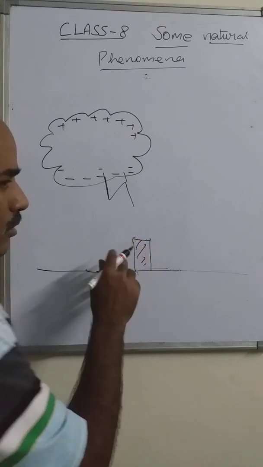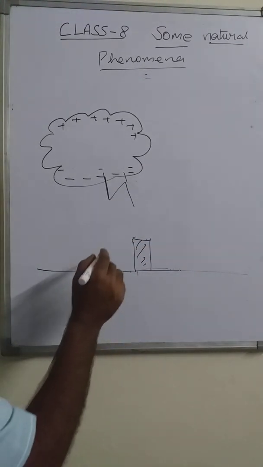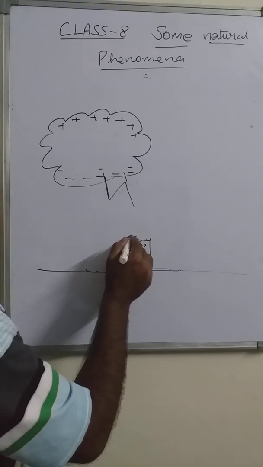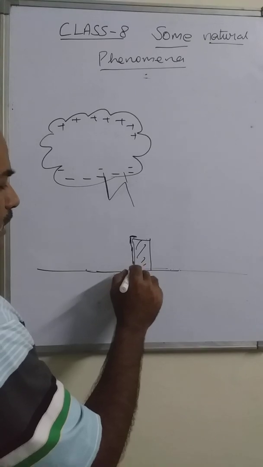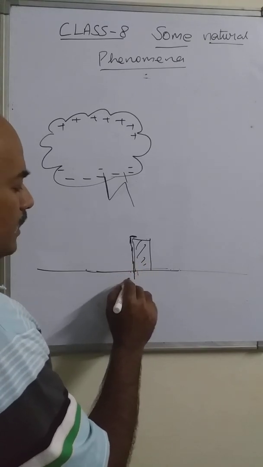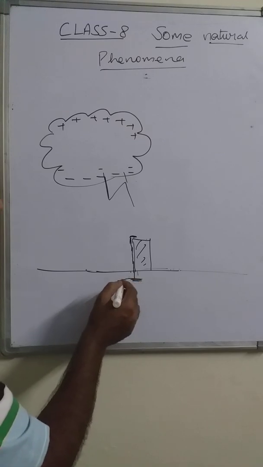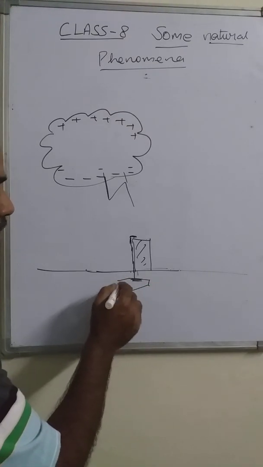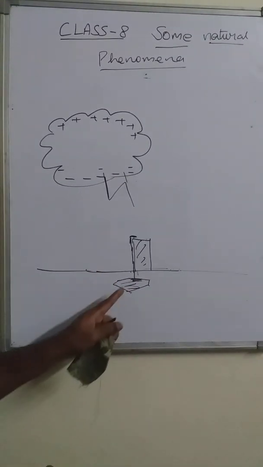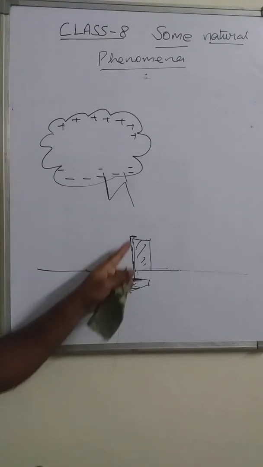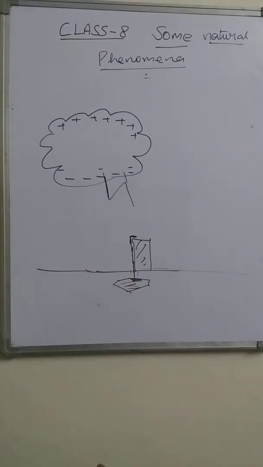It is coated. Simple wire means the wire is coated with some insulating material, and that wire is taken from the top of the building and passed along the building. The other end is buried under the ground with a large copper plate at the other end. Large copper plate, because copper is a good conductor, and it can allow all the charges quickly into the ground.